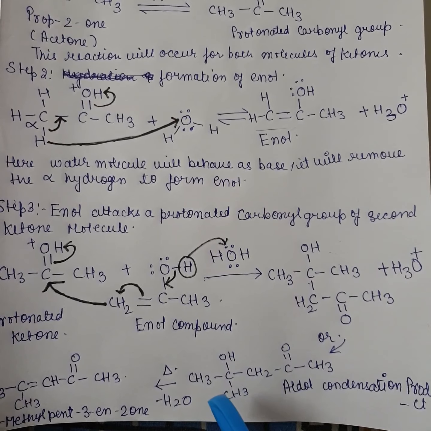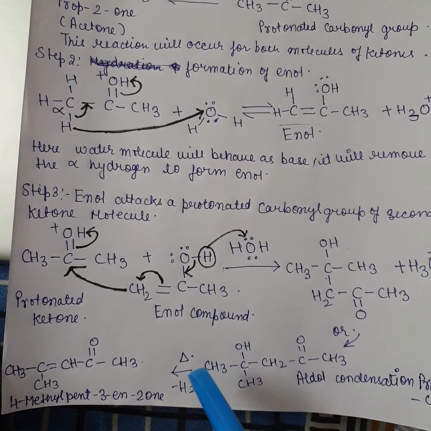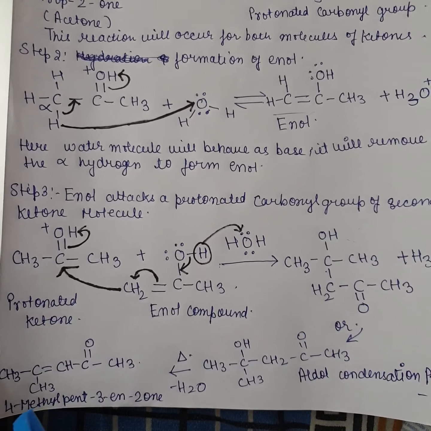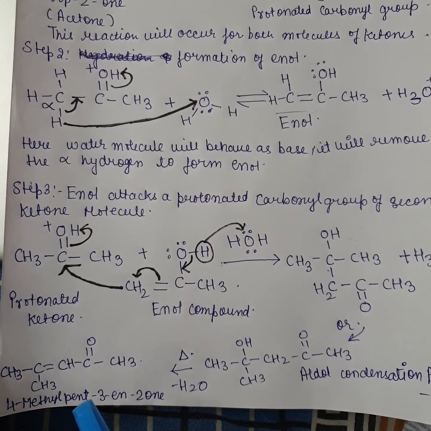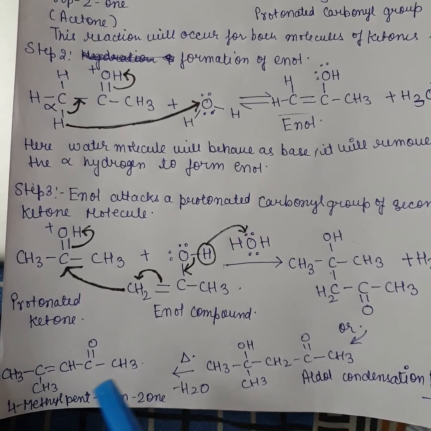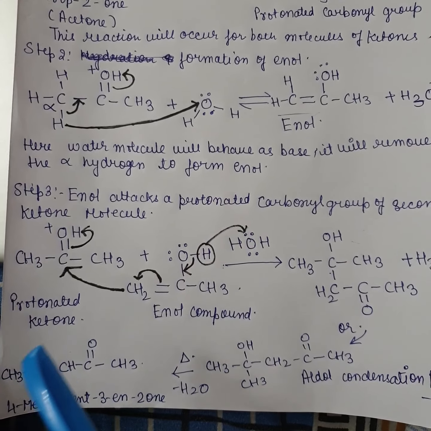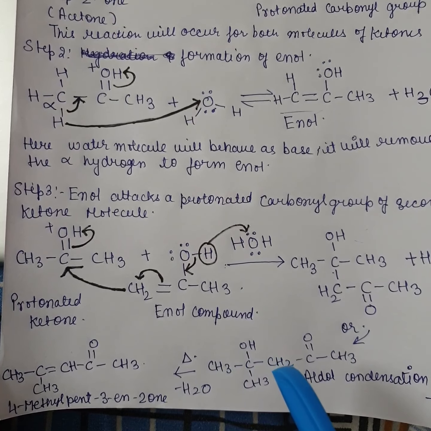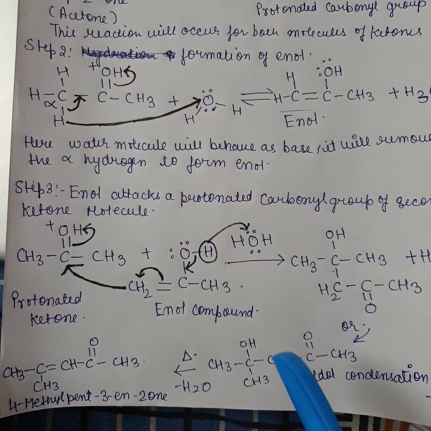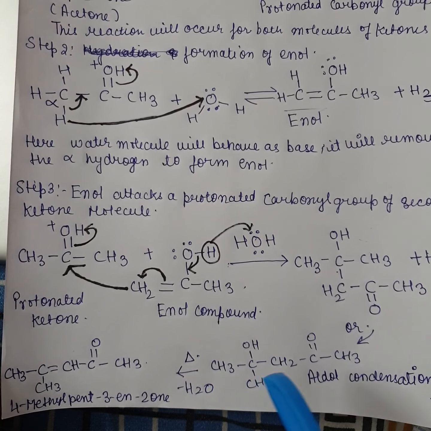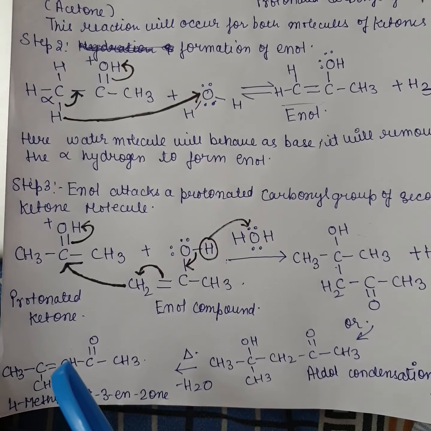When this aldol product is formed, on dehydration the removal of a water molecule takes place and there is a formation of 4-methylpent-3-en-2-one. So ultimately this is the dehydrated aldol condensation product. In dehydration, this OH and the H from the CH2 will be liberated. They will form a water molecule and be removed from this molecule to give a double bond.